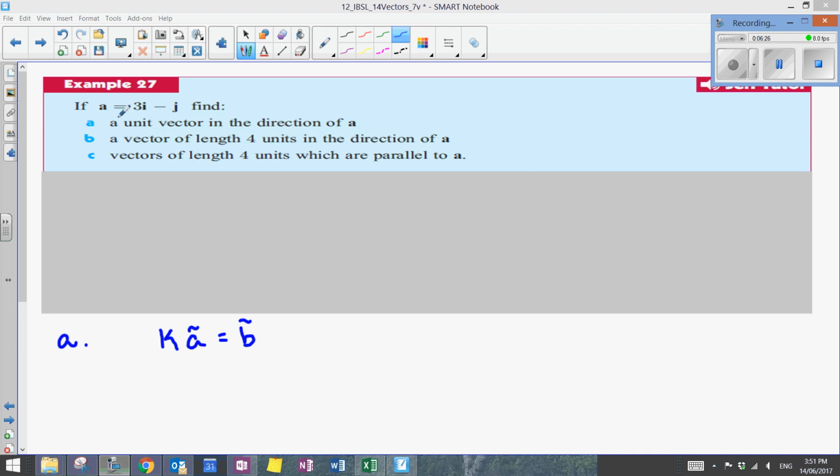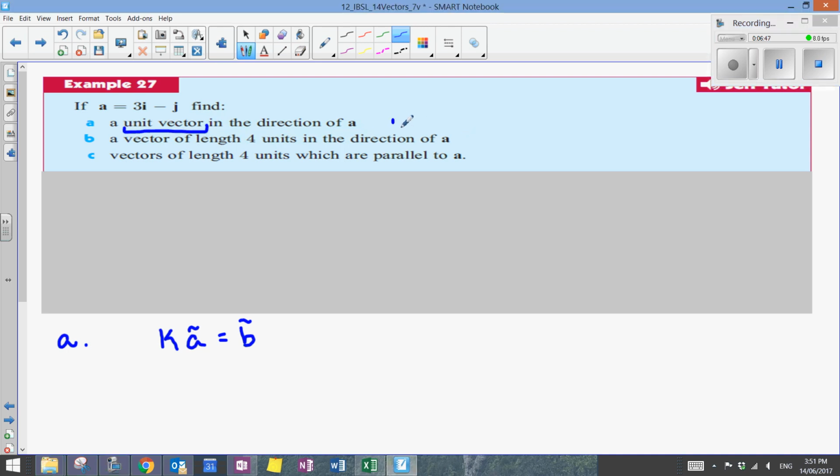All right, guys, so in example 27, you're given vector A, which is 3i minus j, and we're asked to find a unit vector in the direction of A. So I don't want to change the direction of 3 in our x direction and -1 in our y direction. However, I do want to change the magnitude because it specifically says to make it a unit vector. So that means I want the magnitude to equal 1. So using proper notation, I want magnitude of vector B to equal 1.